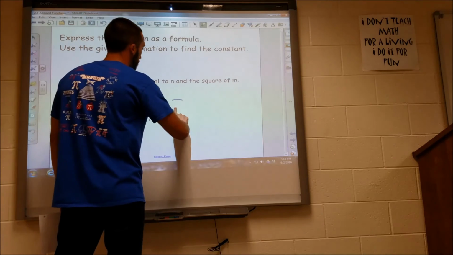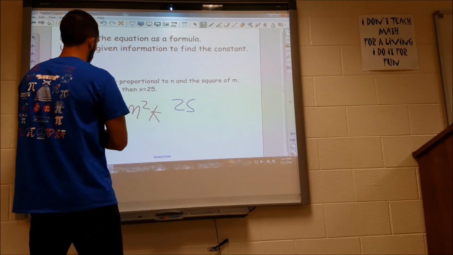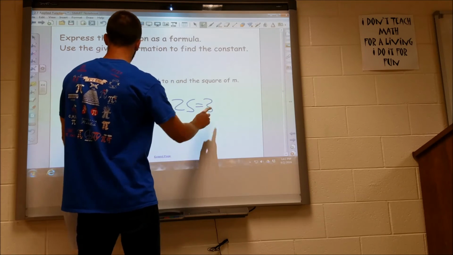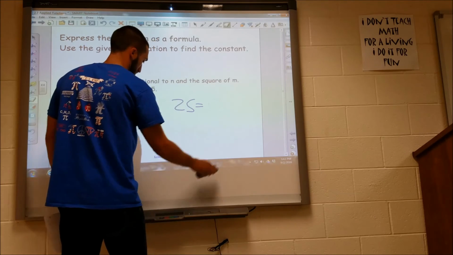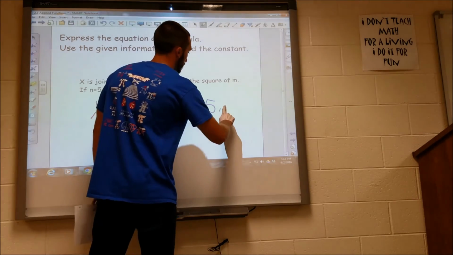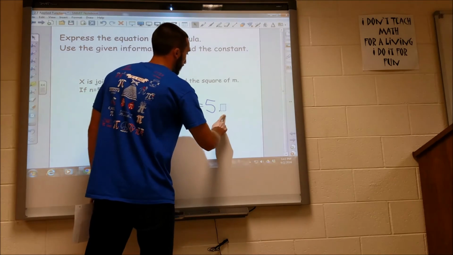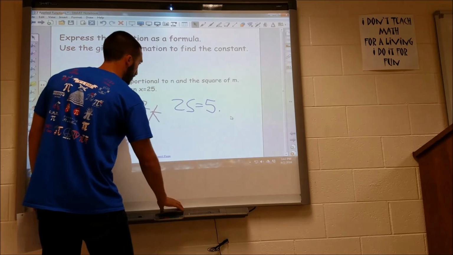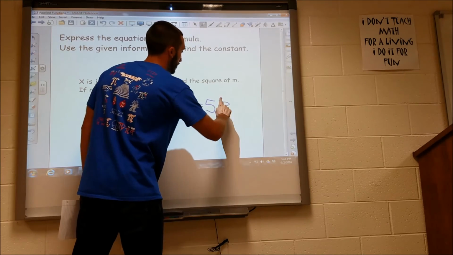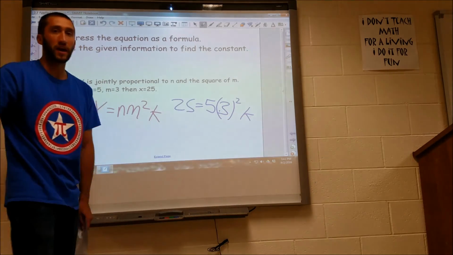We know that x equals 25. We know that n equals 5. M equals 3. And I should have plugged in a 3 instead. So that gives us a 3 squared, and then we don't know what our k is yet.